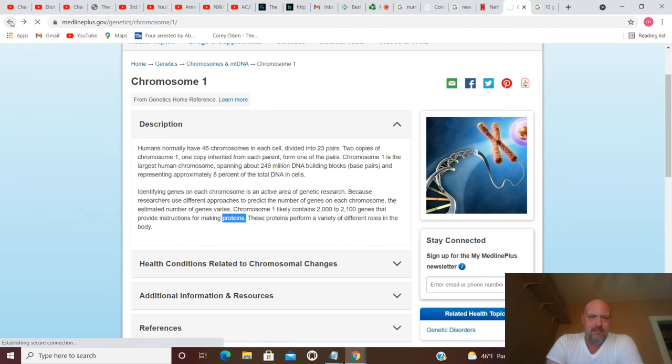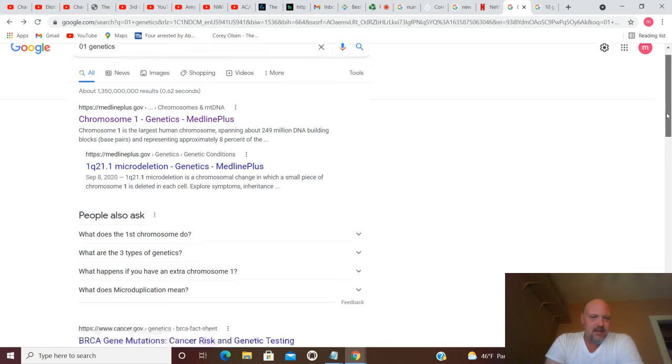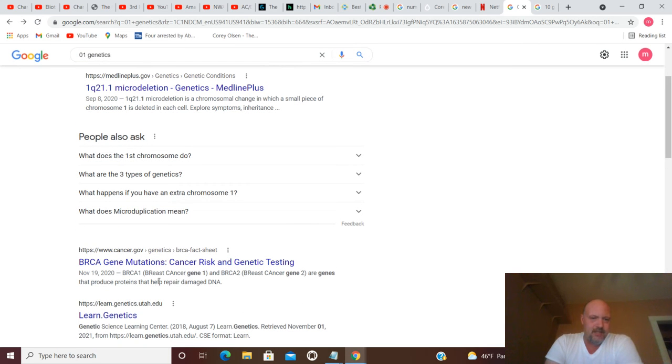And on top of that, you also have 1q21.1 microdeletion. Microdeletion is a chromosomal change in which a small piece of chromosome 1 is deleted in each cell. And also you have breast cancer gene 1. So you got a couple things going on there, and that gets you through going forward.